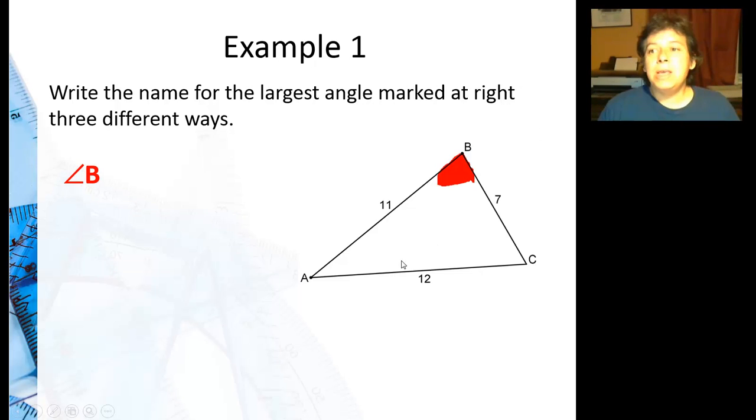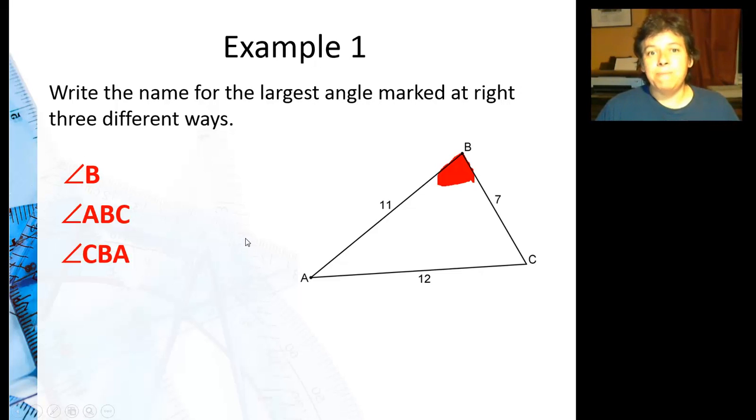Another name is if I go from A to B to C. So that would be ABC. Or I can go backwards, CBA. When naming angles, the order doesn't matter for the 3 points as long as that vertex point is in the middle. So the other thing we're going to be working on is with corresponding angles and corresponding sides.